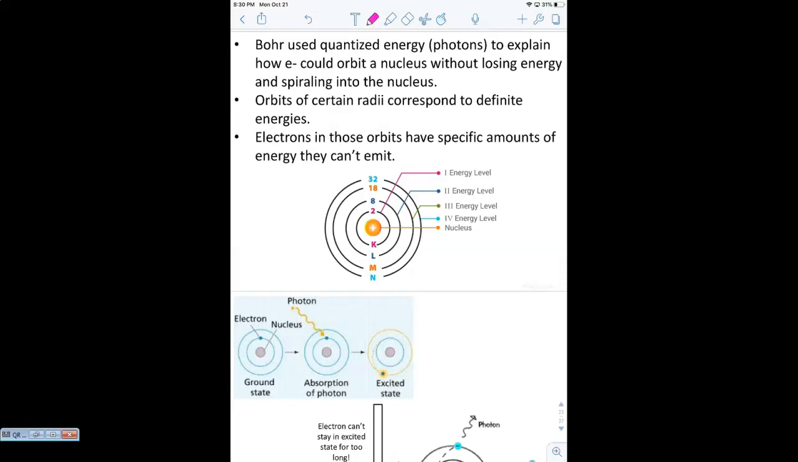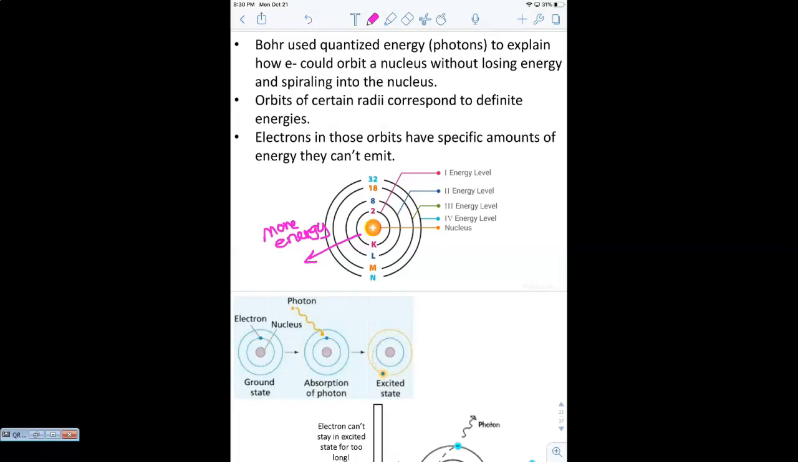We already have this in our notes, but as we move out away from the nucleus, the electrons have more energy. His model was called the planetary model because he imagined the electrons orbiting the nucleus just like the planets orbit the sun, in a perfectly circular shape and taking the same exact path every single time.